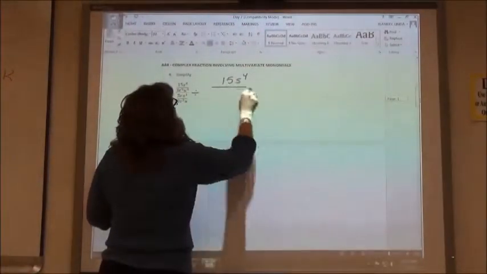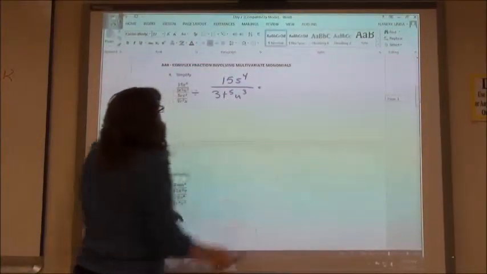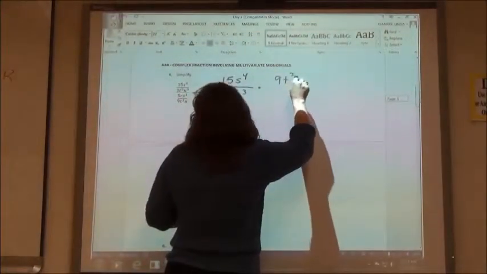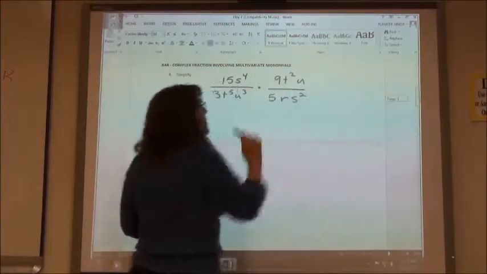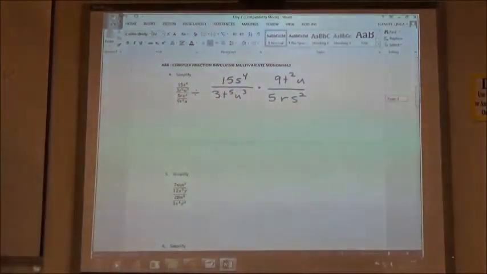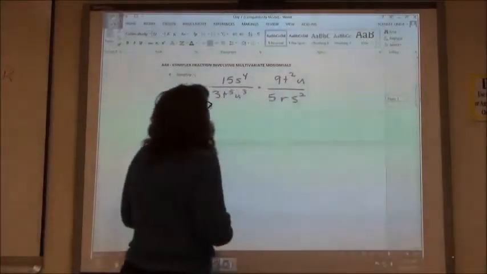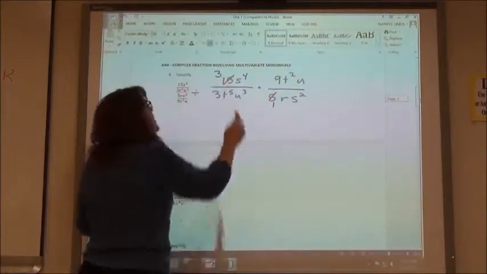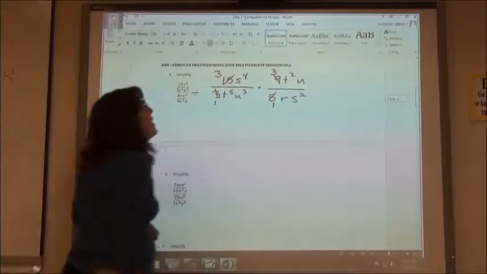15s to the fourth over 3t to the fifth u to the third times the reciprocal of the bottom one. So 9t squared u over 5rs squared. Now it looks like those problems we were doing earlier, right? Just a little longer. I like to reduce my numbers, my coefficients first. 5 goes into 5 once and into 15 3 times. 3 goes into 3 once and into 9 3 times.